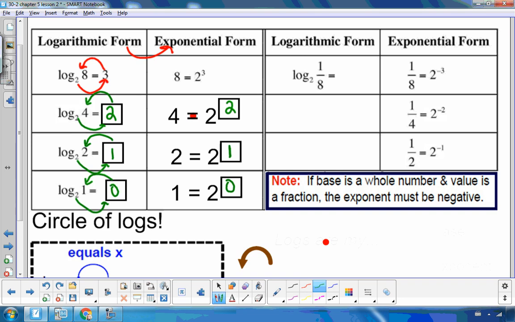Okay, so that's our first big piece of information. To go from log form to exponential form, we can use the circle of logs. This really tells me that a log is the value of the exponent. What exponent do I raise the base to get to the argument? And that's what each one of these are. The reason that log base 2 of 4 equals 2 is because 2 to what exponent gives me 4? Well, 2 squared gives me 4. 2 to what exponent gives me 2? Well, 2 to the 1 gives me 2. 2 to what exponent gives me 1? Well, 2 to the 0 equals 1. That's why it works that way.